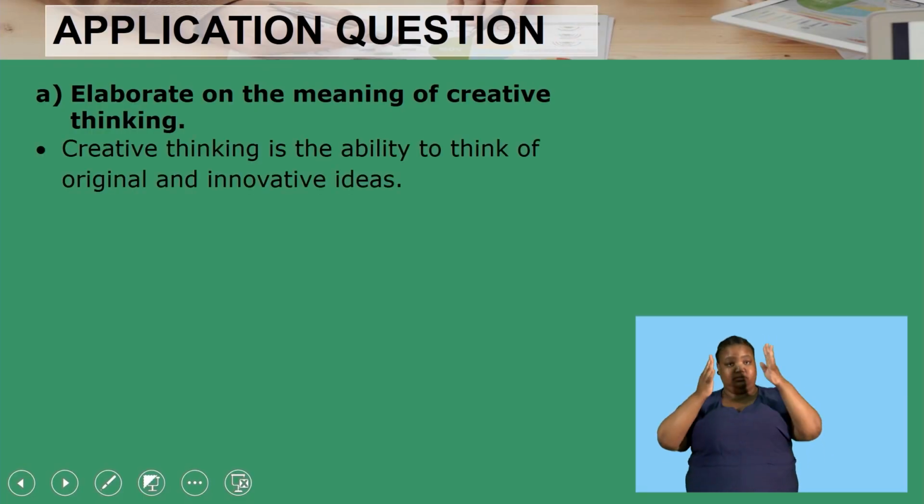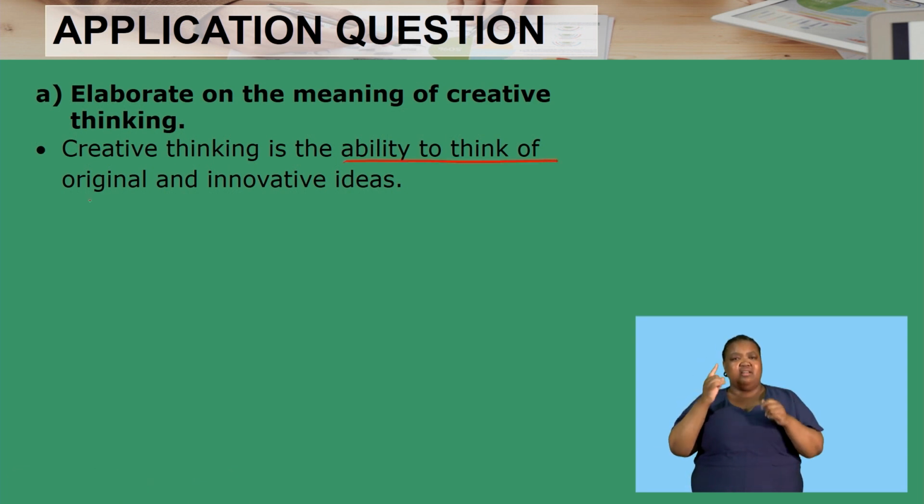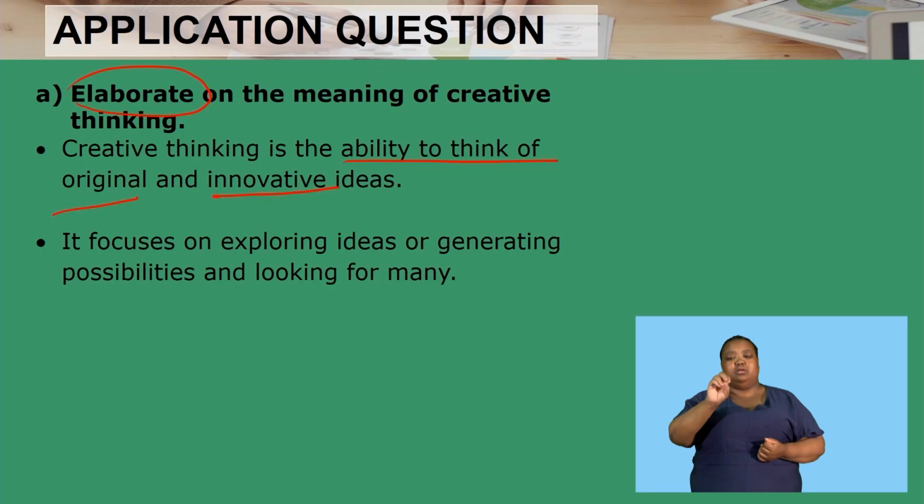Elaborate on the meaning of creative thinking. By now you know what creative thinking is or what it means. Yes. Right. Creative thinking is the ability to think of original and innovative ideas. These ideas are original. These are your own ideas, and you are innovative about those ideas. Nobody has thought of those ideas before. You're the first one to come up with those ideas. You are thinking creatively. Remember, we said elaborate means expand on the meaning of creative thinking. Right. It focuses on doing what? On exploring ideas or generating possibilities and looking for many.